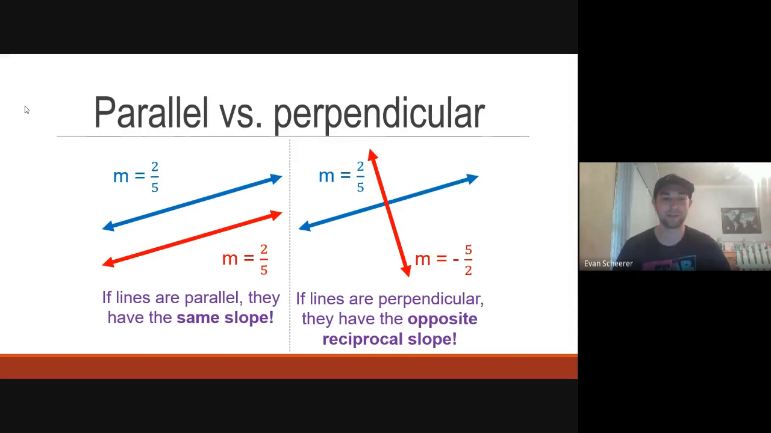So this is a very, very important slide. Parallel lines have the same slope. Perpendicular lines have the opposite reciprocal. You flip it and you switch the sign.